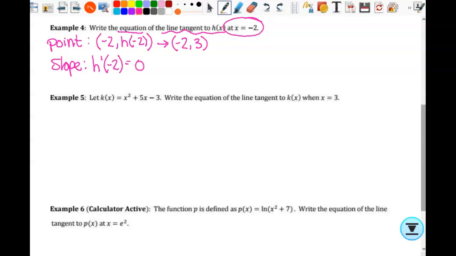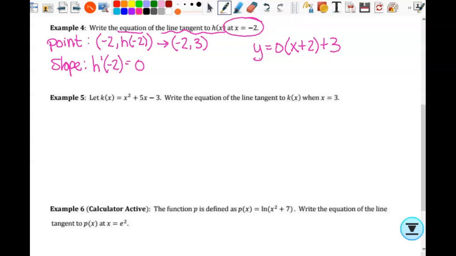Do you agree with everything I have so far? Yes? Okay. So then if I do my y equals the slope, which is 0, times x plus 2, plus 3, right? So that's just plopping it in there. Could I do more? Yes. Do I have to do more? No. So it is perfectly acceptable to leave it like that.